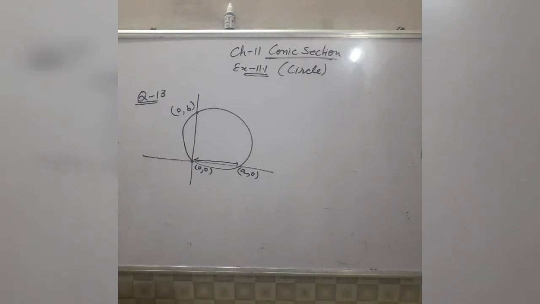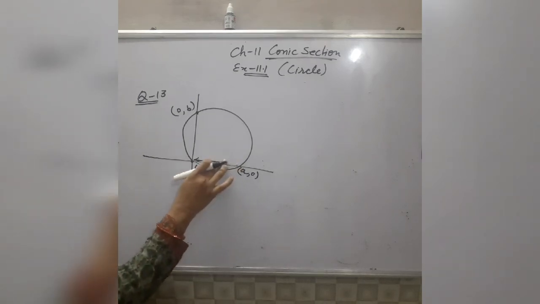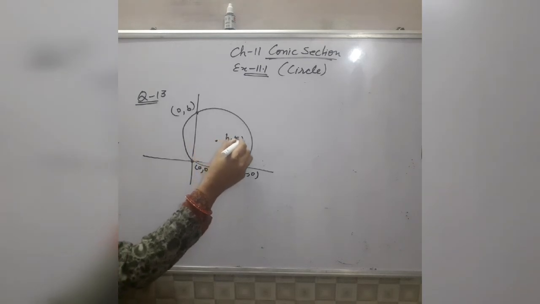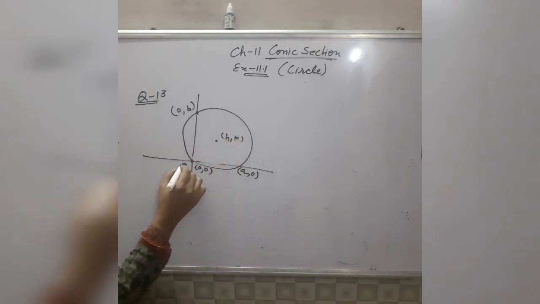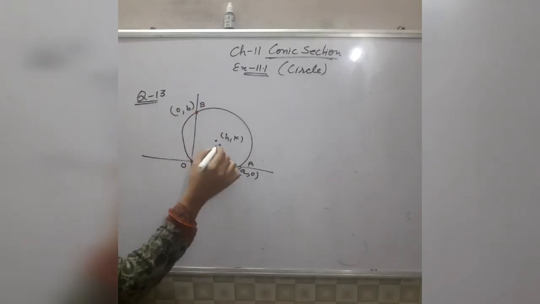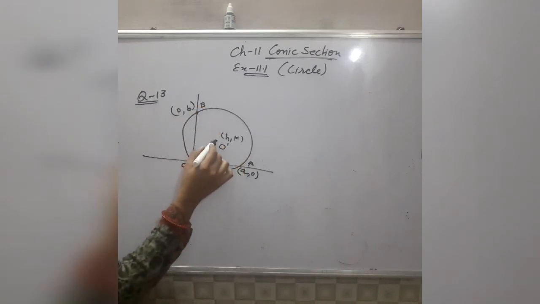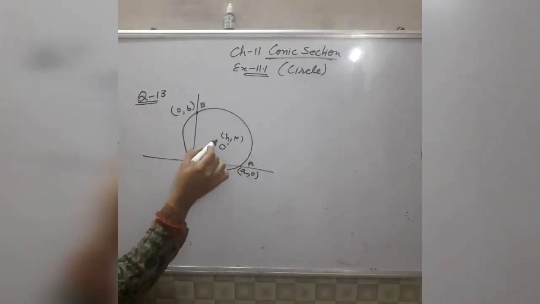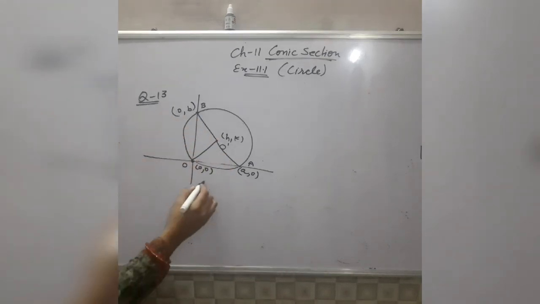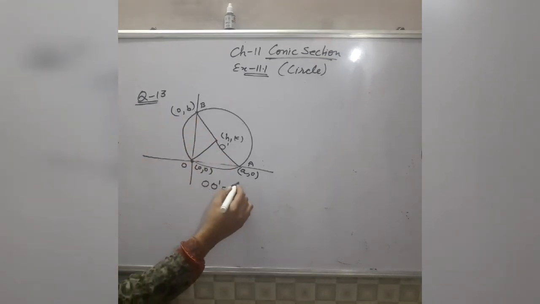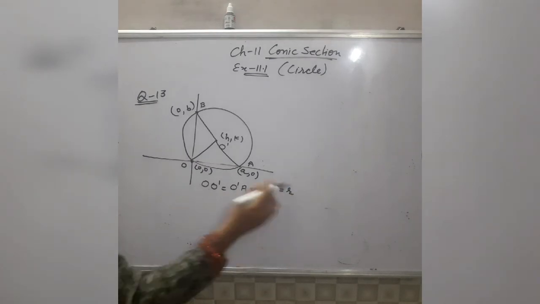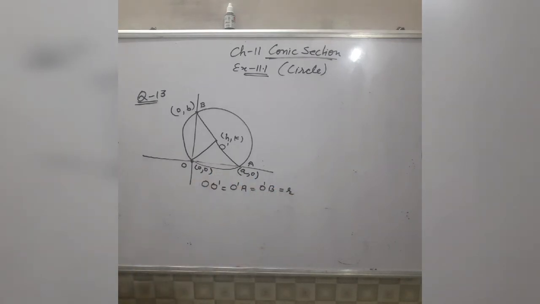So here also 3 points of the circle are given to you, and let us suppose the center of the circle will be h comma k. Now this is point O, suppose this is point A, this is point B, and you can take this as O dash. O dash is the center, O dash O is a radius, O dash A is a radius, and O dash B is also a radius. So O dash O is equal to O dash A is equal to O dash B, and all these three distances are equal to the radius of the circle.